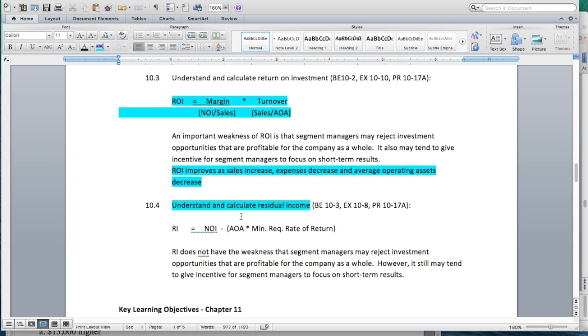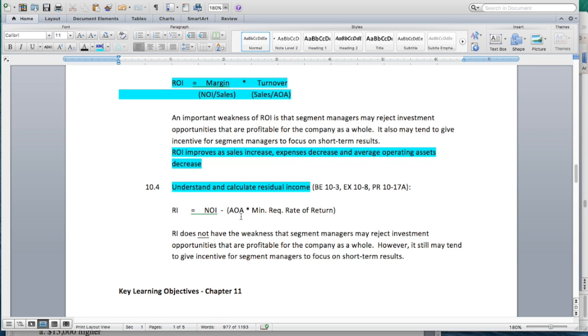Just looking at the ratio, in order to make your ROI bigger, you'd want the top to be higher or greater. So your sales be greater or your expenses be less, which makes your net operating income higher, and then your average operating assets less, so that your denominator is smaller, or that you're being more efficient, using your assets more efficiently to create net operating income. So that's the main things that I wanted to say with ROI.